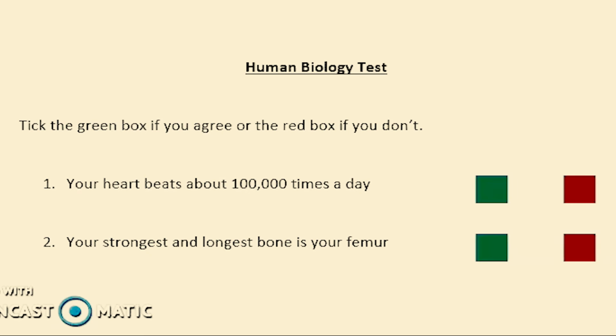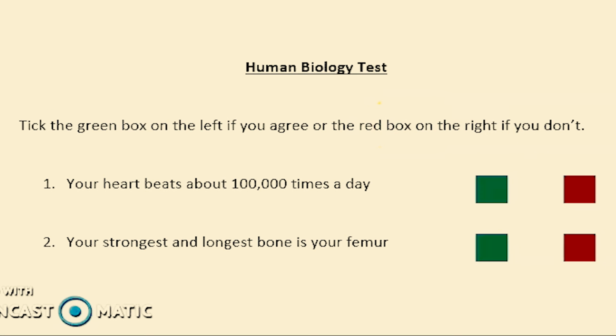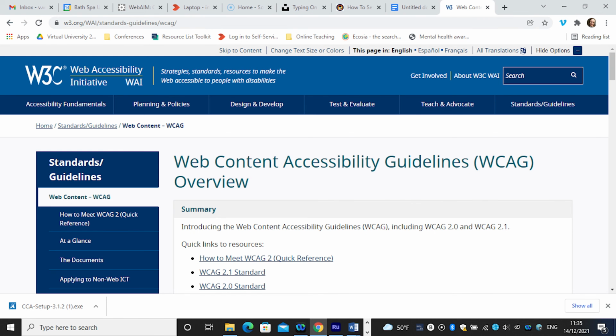Secondly, to ensure accessibility, anything that is indicated by a colour needs to have a second way to enable viewers to distinguish it. For example, it is not helpful to give a student the instruction, tick the green box if you agree or the red box if you don't, by itself. You need to add a different element. For example, tick the green box on the left if you agree or the red box on the right if you don't.